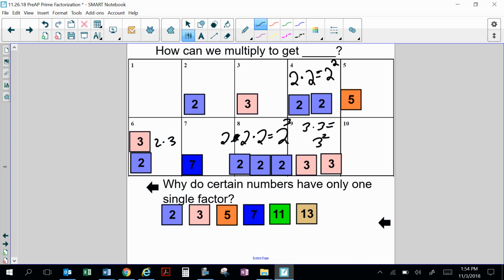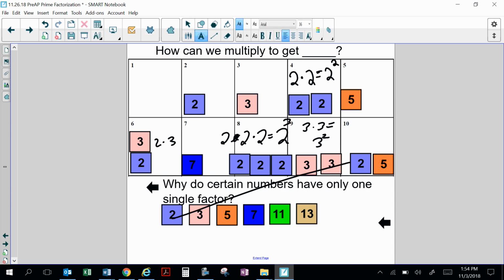How can we multiply to get 10? 2 times 5. So we have 2 times 5. And so what factors make up 10? 2 times 5.